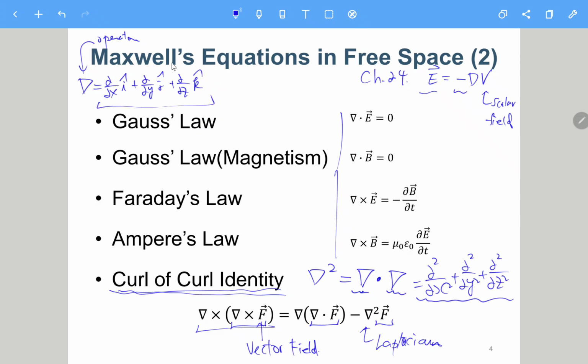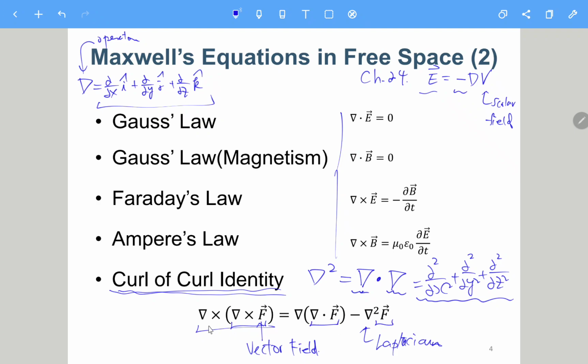But the gradient is a vector operator because it can operate on a scalar field and make it a vector. But the Laplacian is a scalar operator. It can operate on a vector field and it is still a vector field, because when you look at this Laplacian, we don't have any vector there. You just take fx, fy, fz independently, in Cartesian coordinates, of course.